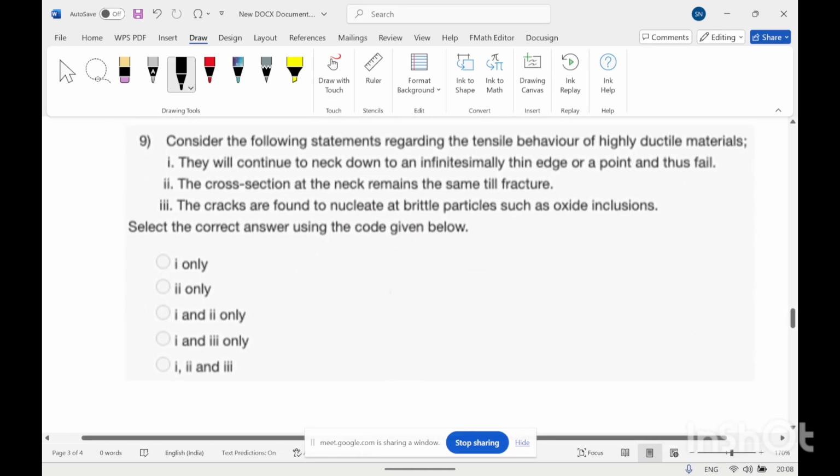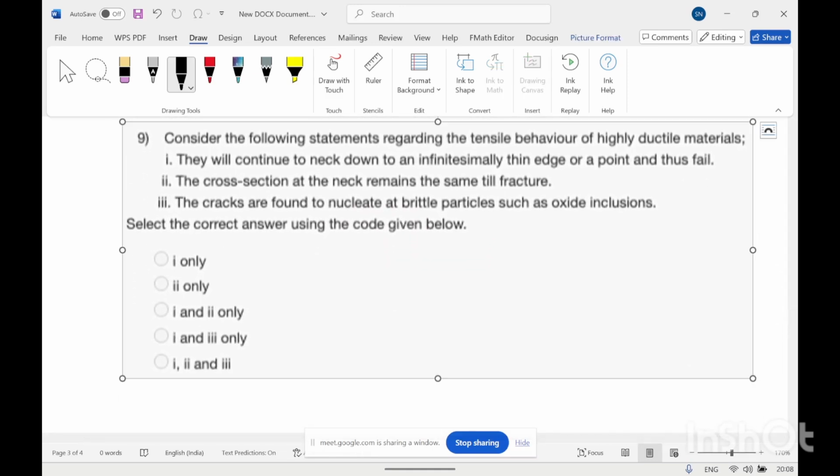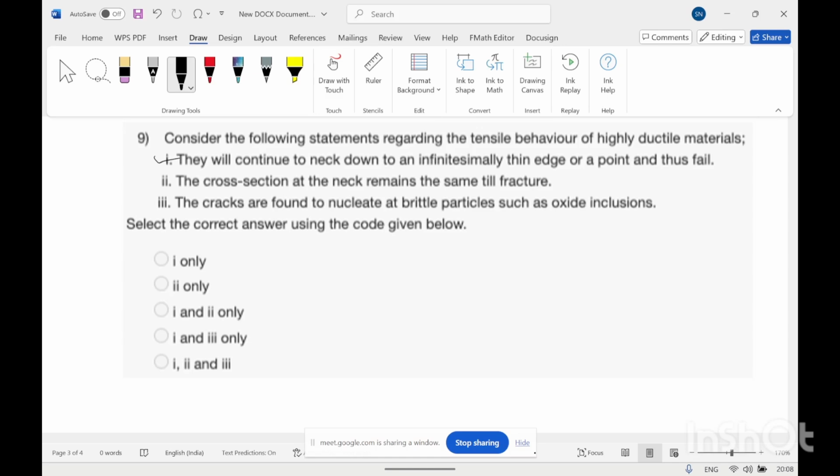Next question is, considering the following statements regarding the tensile behavior of highly ductile materials. First option is, they will continue to neck down to an infinitesimally thin edge or a point and thus fail. Yes, this is correct. The cross section at the neck remains the same till fracture. No, cross section changes. The cracks are found to nucleate at brittle particles such as oxide inclusions. Yes, because the void generates at the second phase particles, oxide inclusions. So the third option is correct. So first and third means correct option is D.